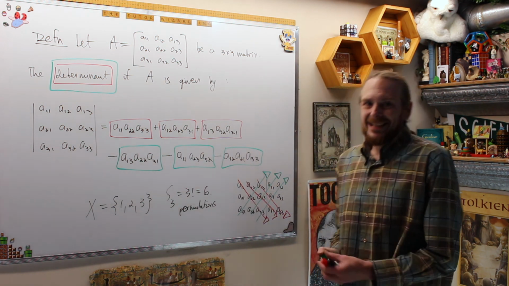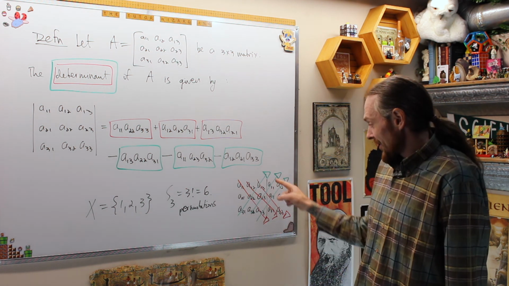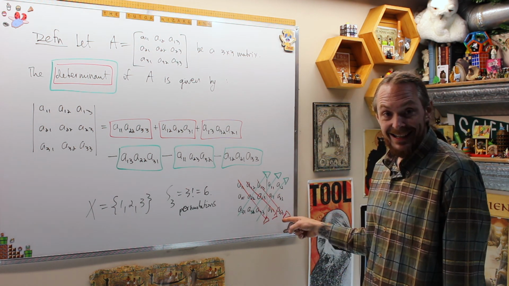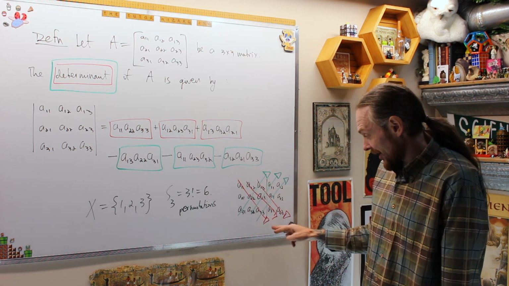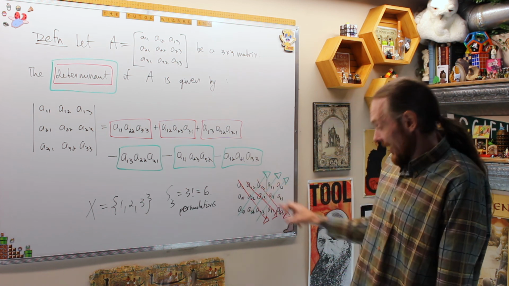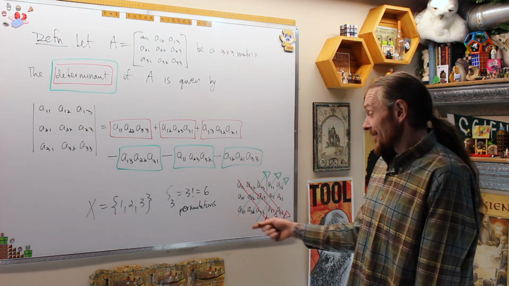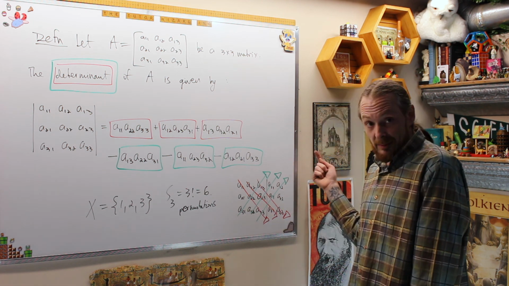So technically, what you do is you write down your 3 by 3 matrix. You write down column 1 and column 2 again. And then to compute a 3 by 3 determinant, you can multiply all these 3 numbers together, and then add it to these 3 numbers multiplied together, then add it to these 3 numbers multiplied together, then subtract these 3 multiplied together, and these 3 multiplied together, and these 3 multiplied together.